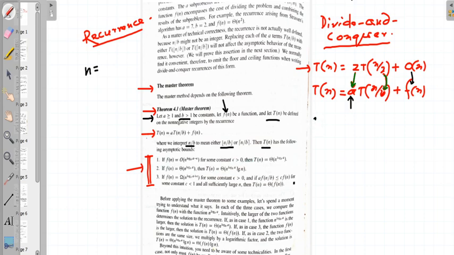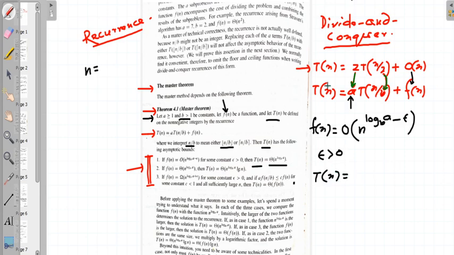If f(n) equals order of n to the power log a base b minus epsilon, for some constant epsilon greater than 0, then T(n), the solution of this recurrence, will be equal to theta of n to the power log a base b.